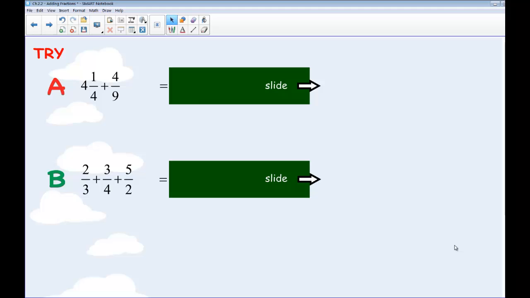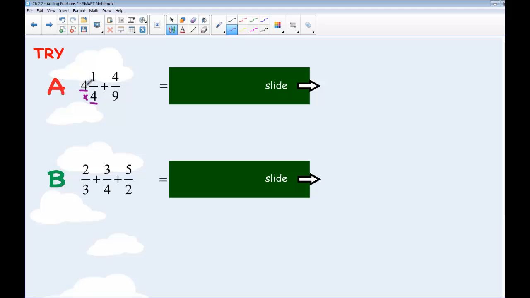Alright, so we ramp it up to the next notch. In question A here, you'll notice the first fraction is written as a mixed number. So in order to add fractions that have mixed numbers, you first of all should convert into an improper fraction first. So you may recall that to convert a mixed number into an improper fraction, you need to multiply the denominator of the fraction to the whole number up front.